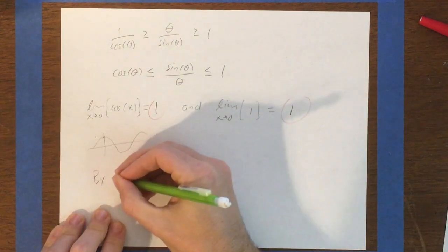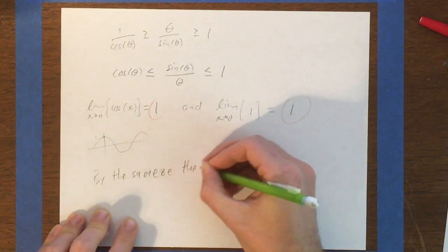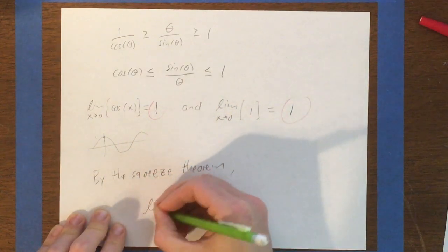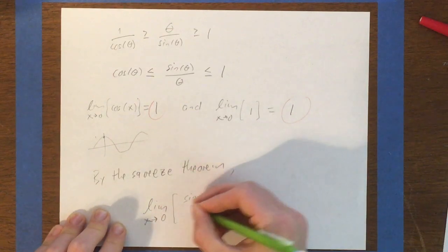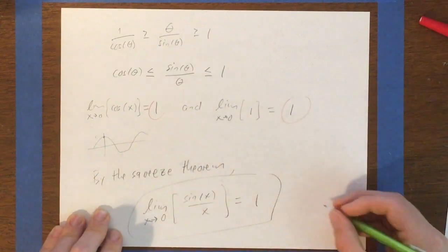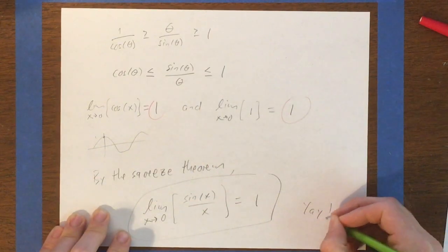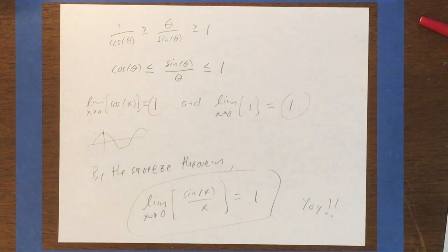So we can finish by saying, by the squeeze theorem, we know that the limit as x approaches 0 of sine of x over x also equals 1. And we did it. Yay! Wow. So that whole proof is very different from the algebraic manipulation type problems that you're going to be doing in the homework.